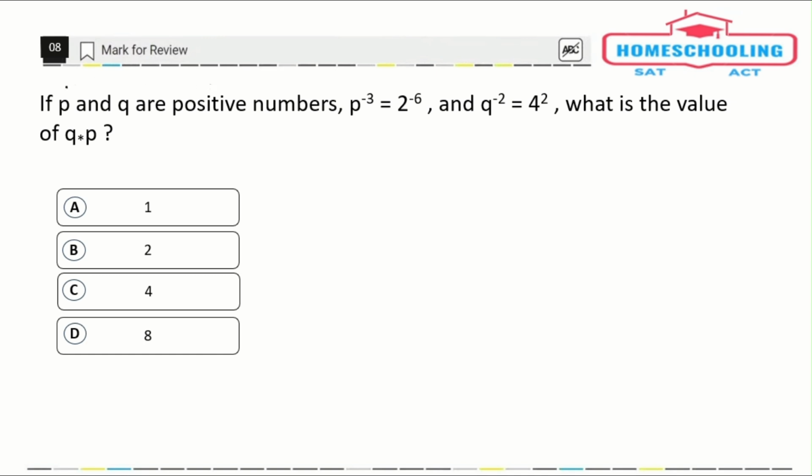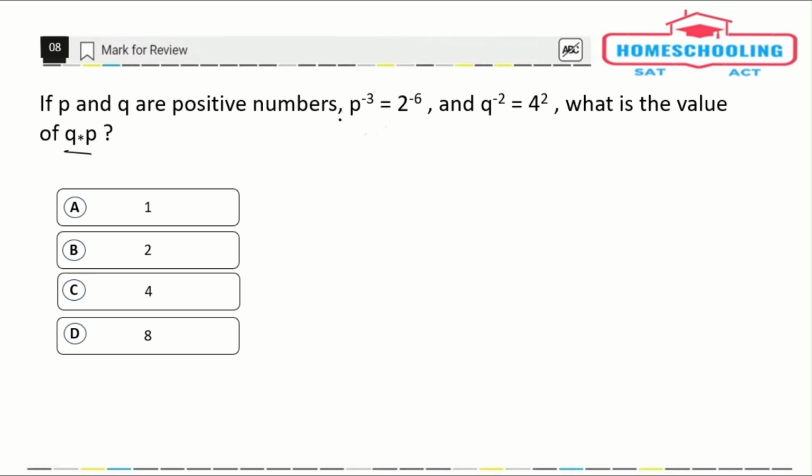In question number 8, it says that if p and q are positive numbers, where p to the power minus 3 is equal to 2 to the power minus 6, and there is one more equation given, q to the power minus 2 is equal to 4 to the power 4 square. What is the value of q into p?